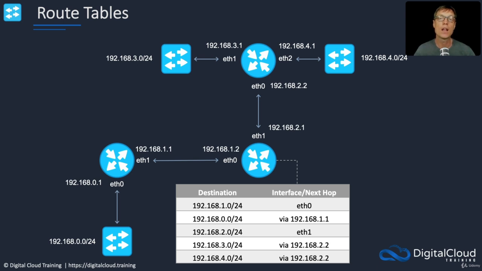Now that's it for now. Later on in the course, we'll look at how we can configure route tables within the AWS cloud using the route tables in a virtual private cloud, a VPC network.